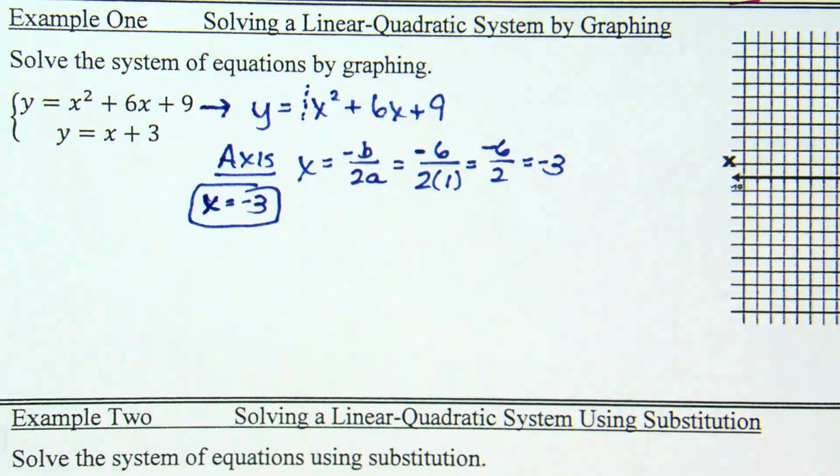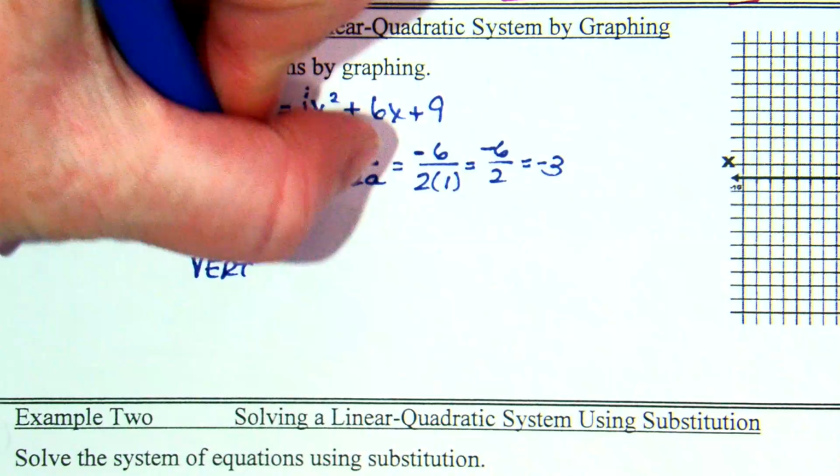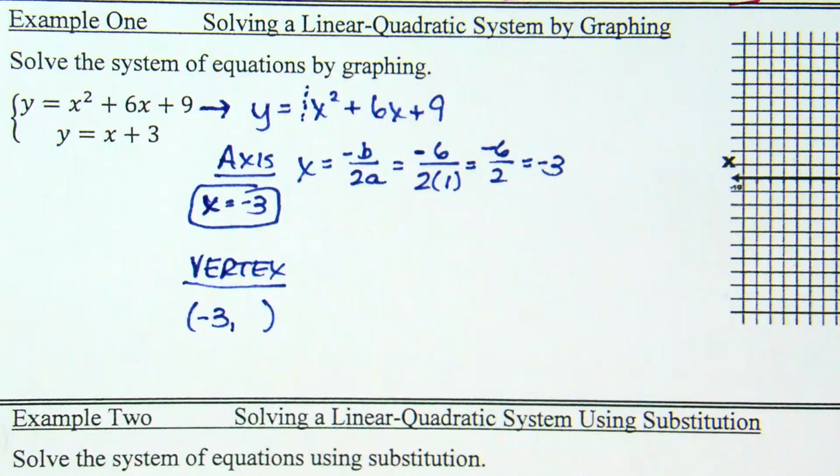Plug in that negative 3 into the equation there. So right now, I know my vertex is negative 3 comma something. I know the other number. I almost just wrote it in for you. Okay, what do I do with that negative 3?